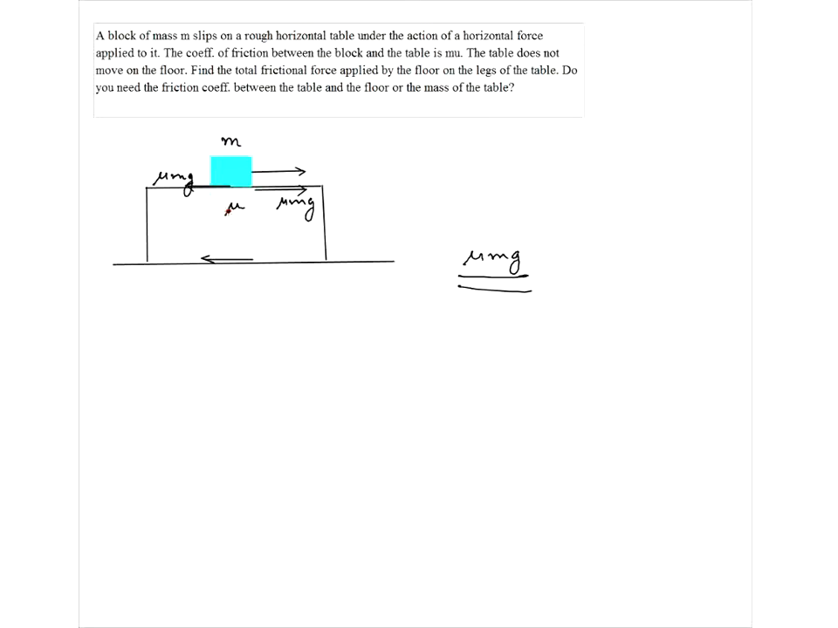The table refuses to move. This is a very common thing. Like you are moving a book on a table, rubbing a book on a table, dragging it in one direction, and the table doesn't move. Find the total frictional force applied by the floor on the legs of the table. So what is the friction between the table and the floor? That's the question.